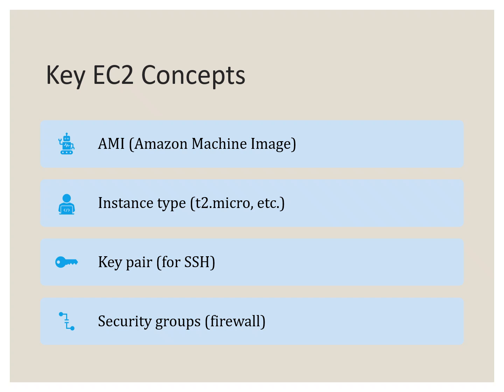Then there's the key pair, which is used for secure login with SSH. You'll download a .pem file when launching the instance and use that to connect. You also have security groups, which act like firewalls. They control which traffic can go in and out of your instance. For example, allowing only port 22 for SSH or port 80 for web traffic.